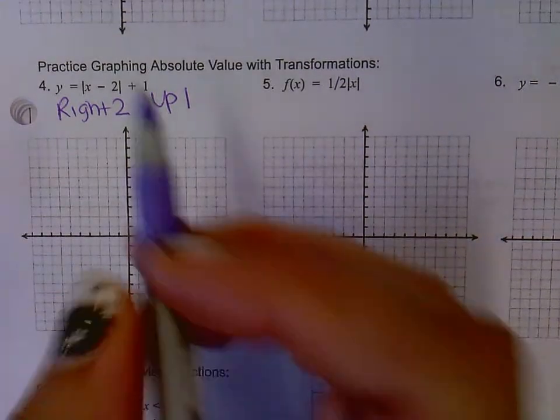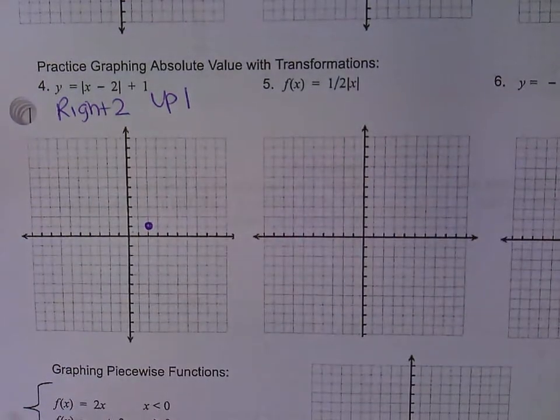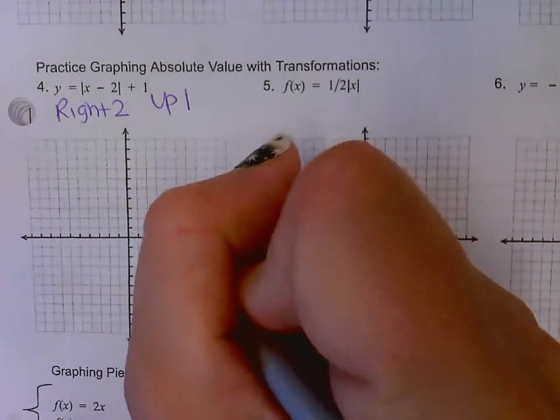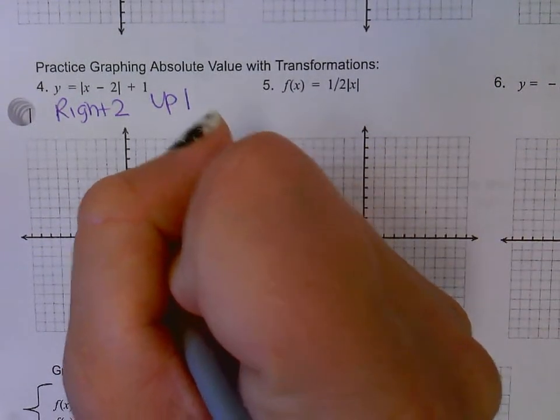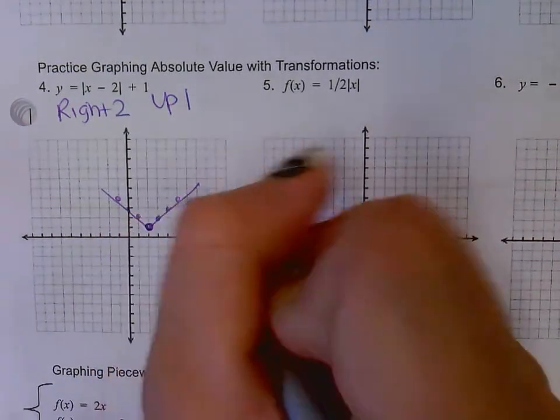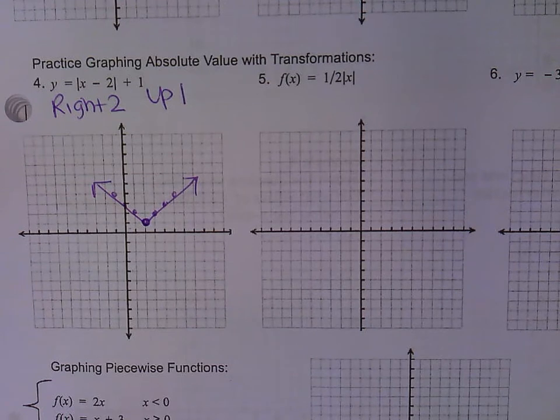It's just a V-shaped graph that comes out of the vertex. So let's just shift our vertex. Right 2, up 1. I'm just going to draw my V-shaped graph from that new vertex. And it has a slope of up 1 over 1 and up 1 over 1 in the other direction, unless it's been stretched or flipped.